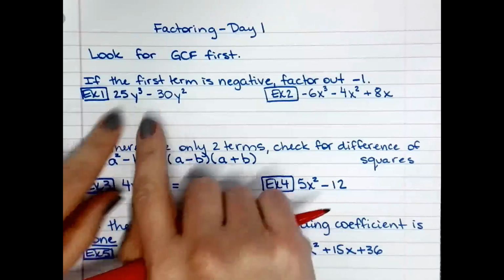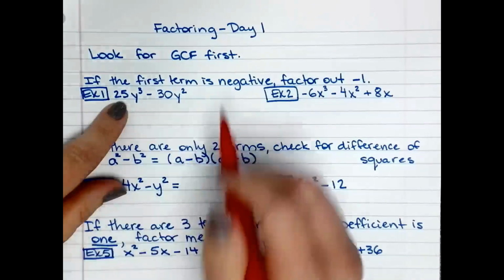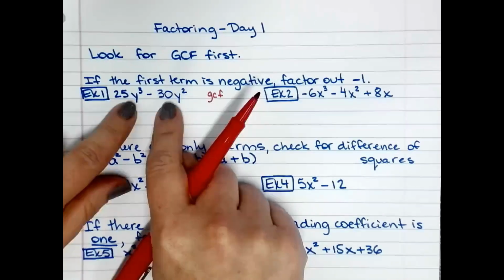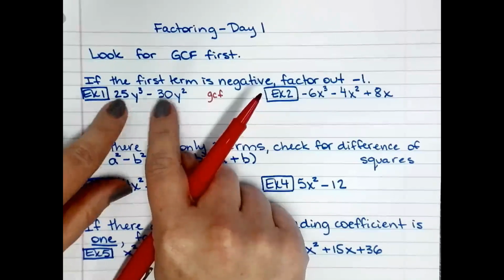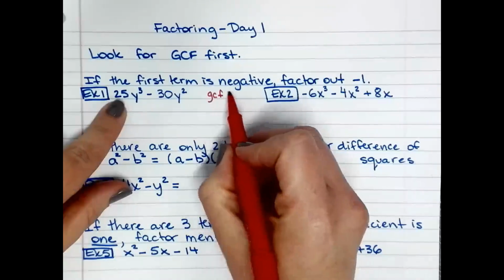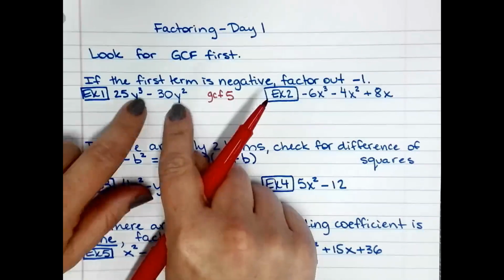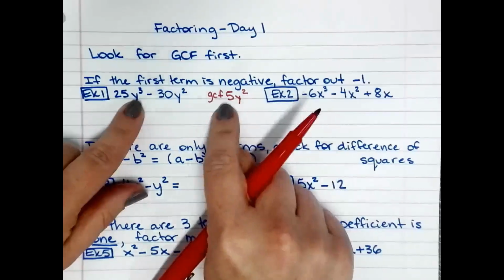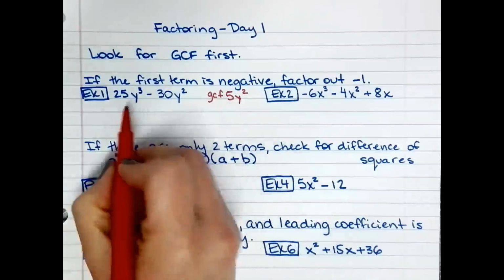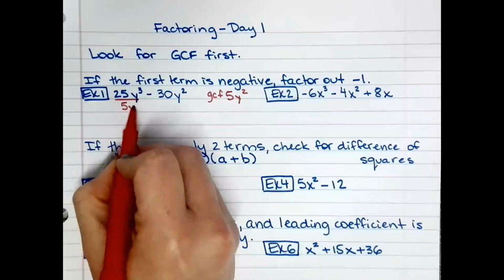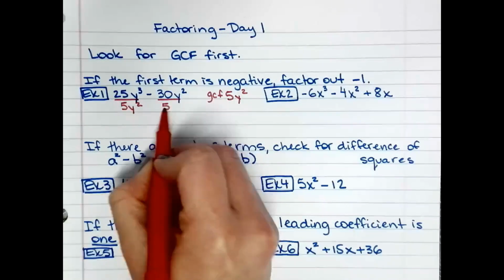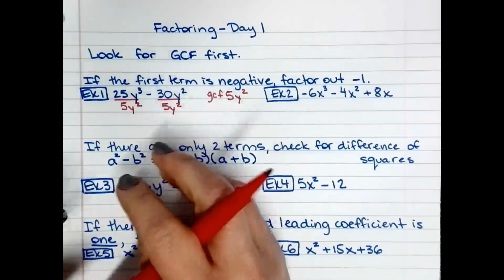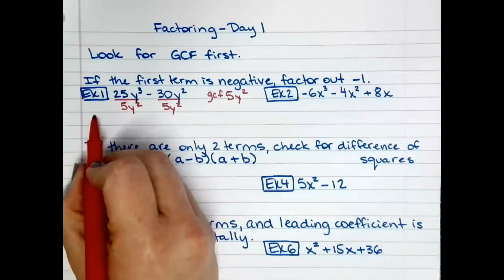So example one, what do they have in common? Well, the GCF is something I can divide them both by and still get a whole number. Between 25 and 30, the GCF will be 5. Now notice that they both have y squared, so that's going to go in my GCF. At this point I can divide both terms by the GCF. The GCF doesn't disappear. It's part of your final answer, so the GCF goes right there in the front.